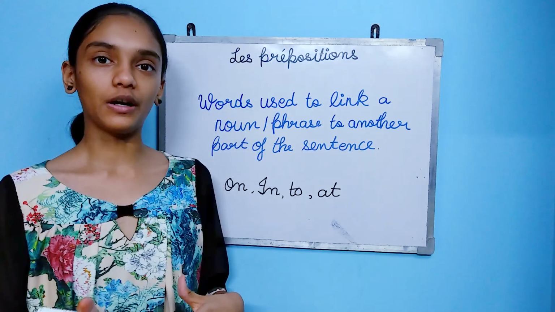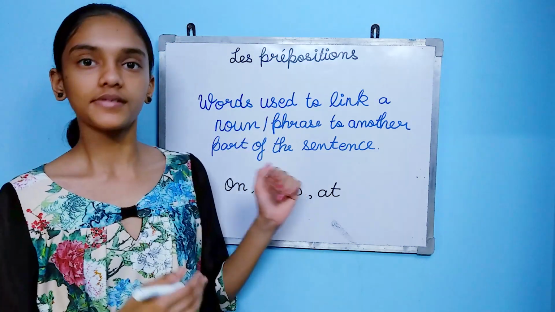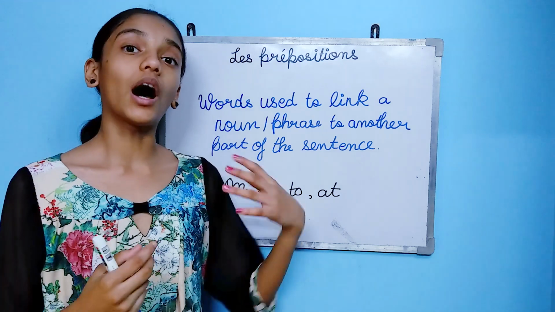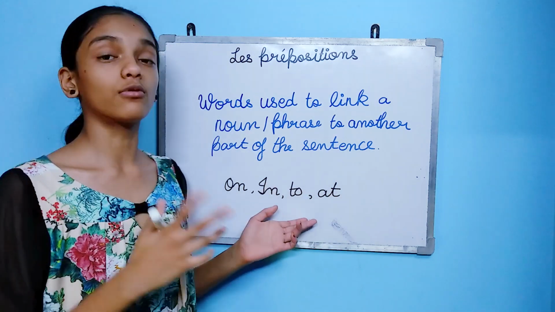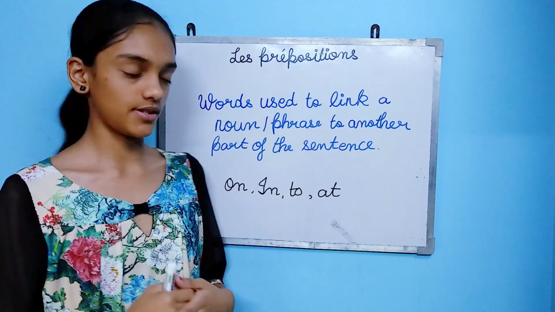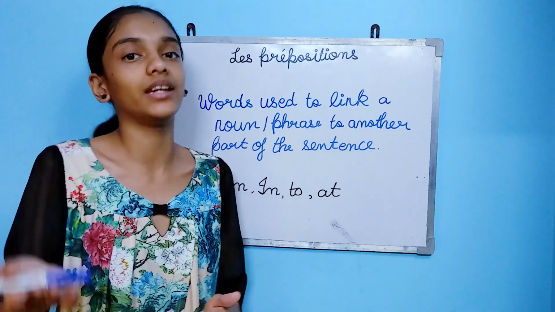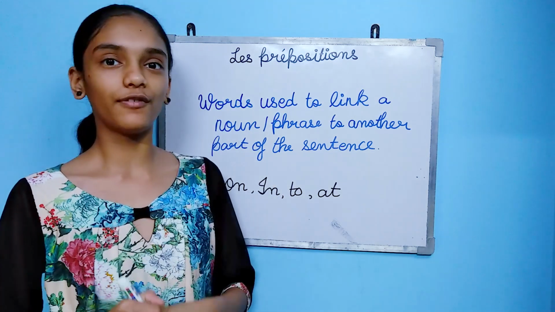Prepositions in French are known as les prépositions. Prepositions are words which are used to link a noun or a phrase to another element in a sentence. Some common English prepositions are on, in, to, at, between, among, etc. And now we learn all these in French.